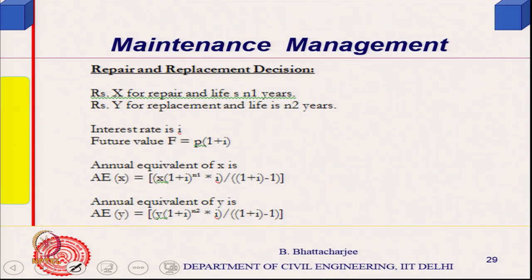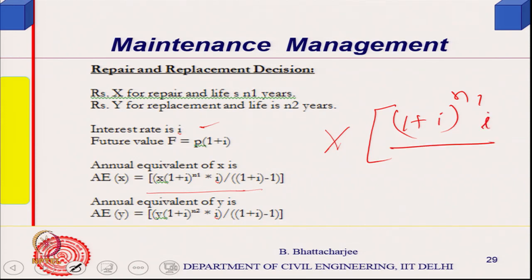For example, X is the repair cost and its life is n1 years, and Y is the replacement cost and its life is n2 years. Then the interest rate is I. So, if I spend P now, after 1 year it will be P into 1 plus I, and the annual equivalent is given by this formula: x into 1 plus I to the power n1, because n1 years is the life, into I divided by 1 plus I to the power n1 minus 1.